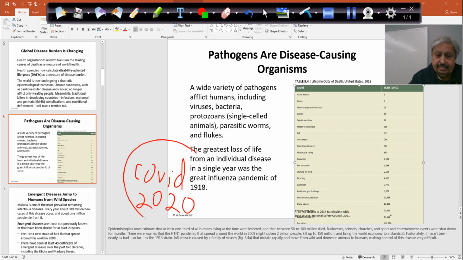2020. That's the major one. Measure it, because we lost millions through the whole globe. Millions of people died because of this COVID 2020. So you can add to that. So not the great influenza.